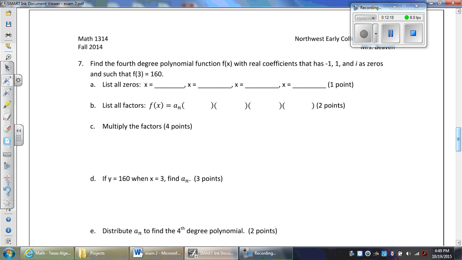All right, so list all the zeros. I'm giving you three of them: x equals -1, x equals +1, x equals i. And the last one: complex conjugates, I mean, actually, I gave you the answer. Complex zeros always come in pairs, right? Complex conjugates. Okay, now from there, you list the factors. So it's x plus 1, x minus 1, x minus i, and x plus i.